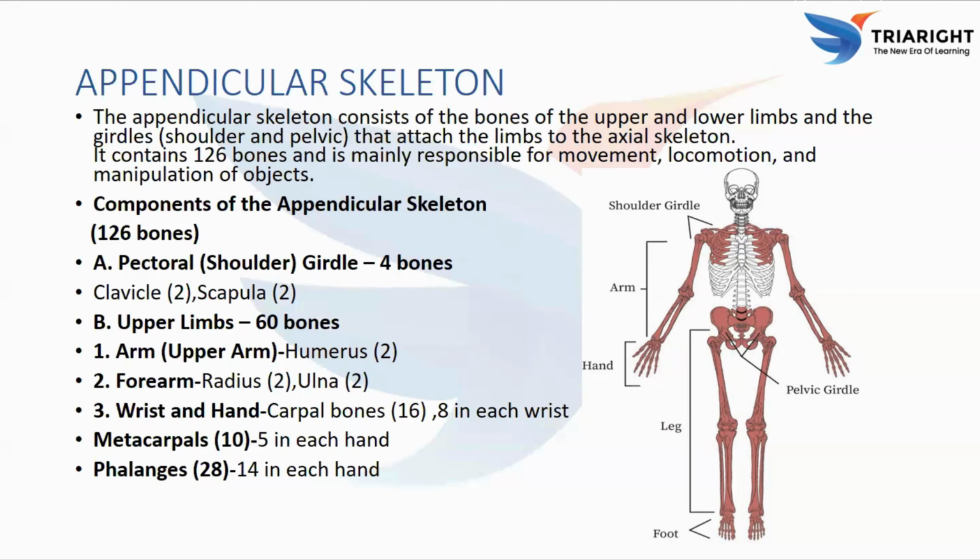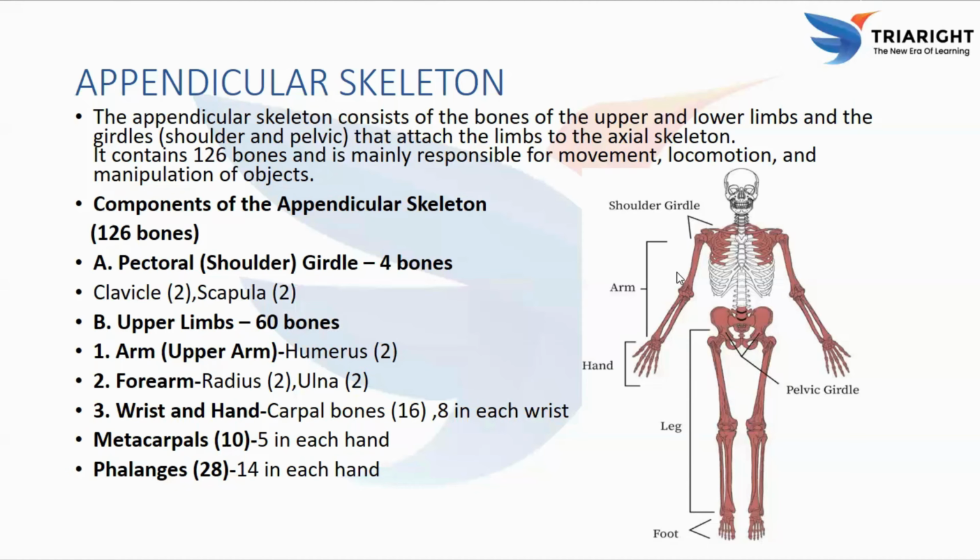So what are the components of the appendicular skeleton? The pectoral, also called the shoulder girdle. This is made up of 4 bones. You can clearly see in the picture: shoulder girdle, pelvic girdle, arm, hand, leg, foot. They make up the appendicular skeleton.